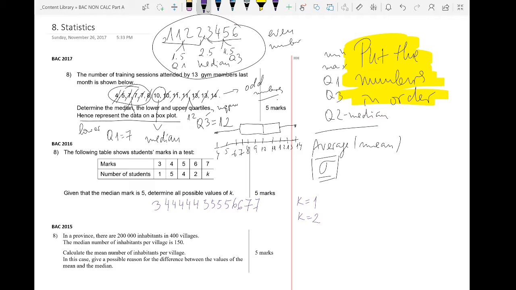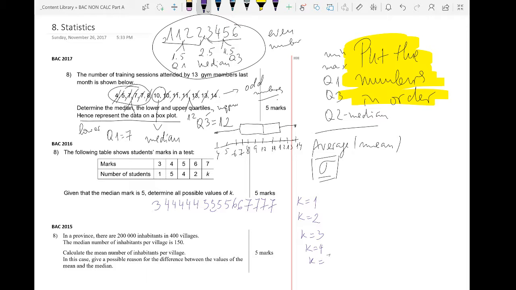The median is between 5 and 5. It's also a solution. If k is 3, then we have 3 7s, so we have 3 6 8 to here, and 7 and 7 in the middle, it's 5. When k is 4, then the median is here between 5 and 5.